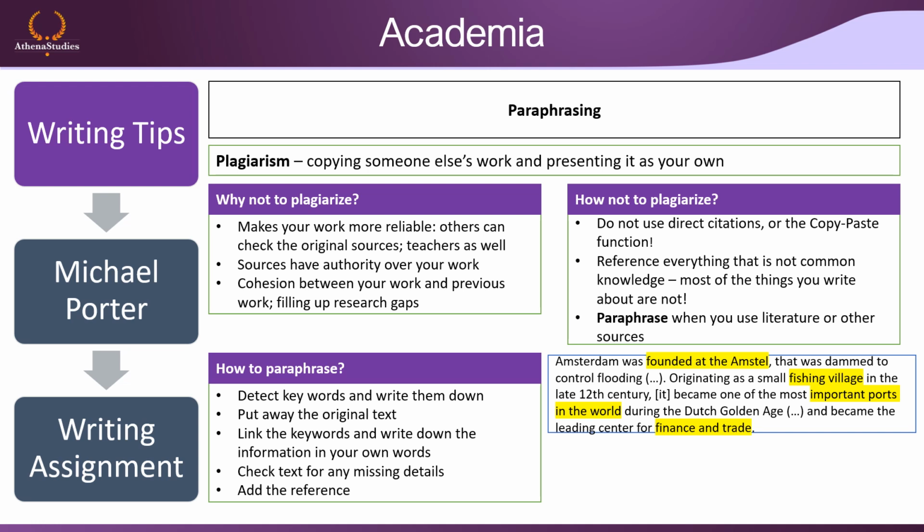Originating as a small fishing village in the late 12th century, it became one of the most important ports in the world during the Dutch Golden Age and became the leading center for finance and trade. As you see, founded at the Amstel fishing village, most important ports in the world, and finance and trade are highlighted in yellow because these are the keywords that we are going to use in order to make our paraphrase.